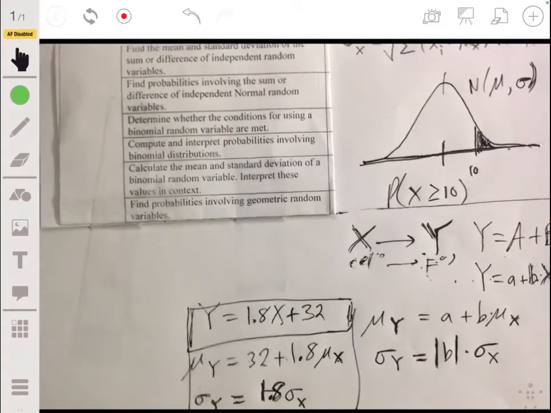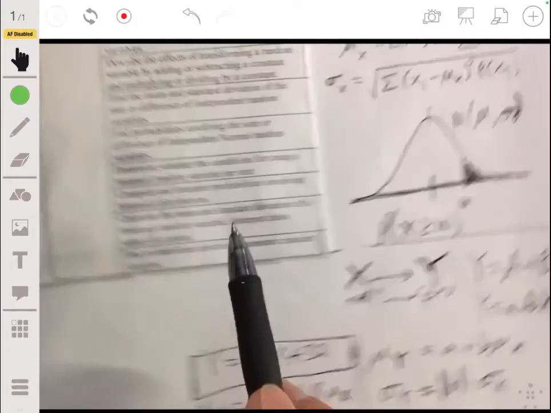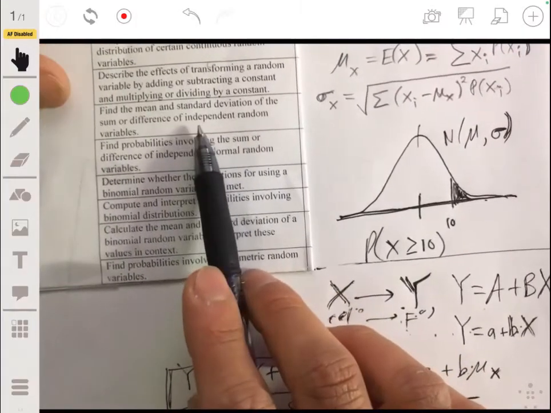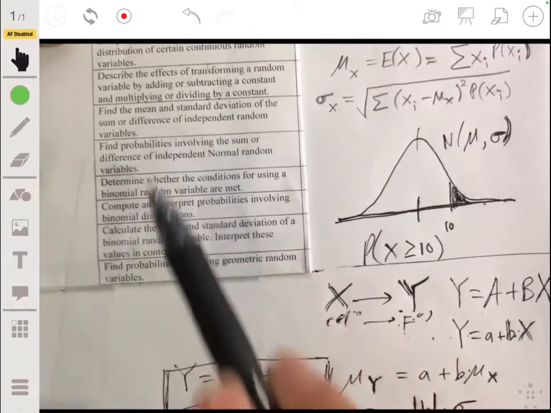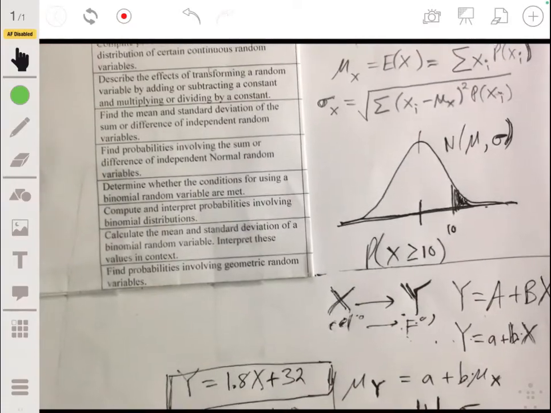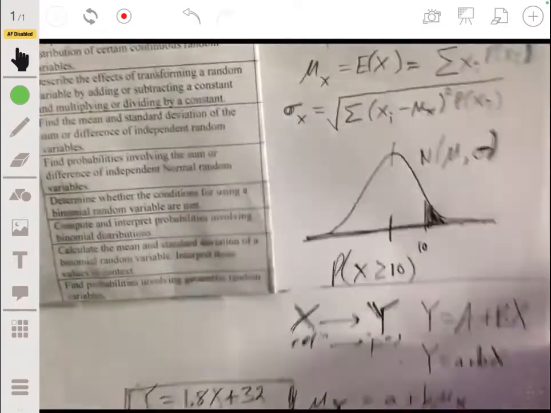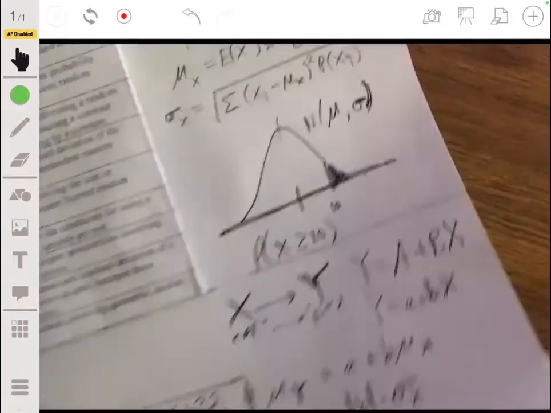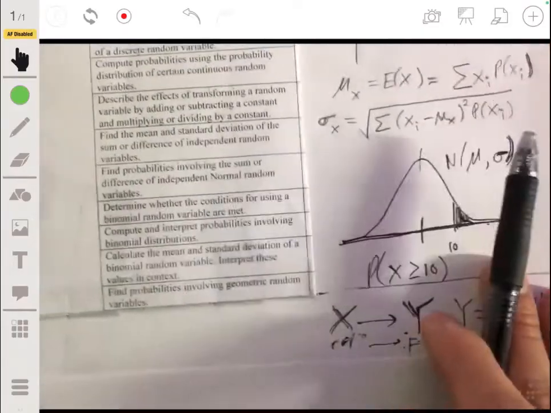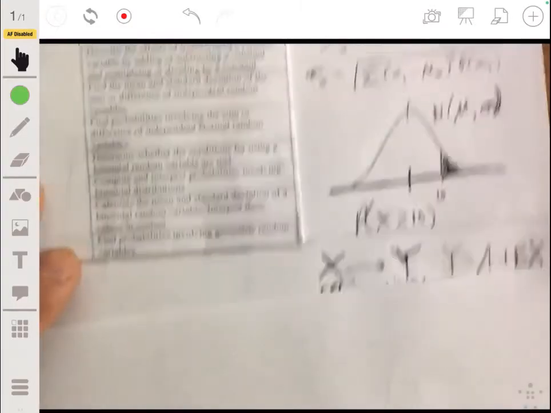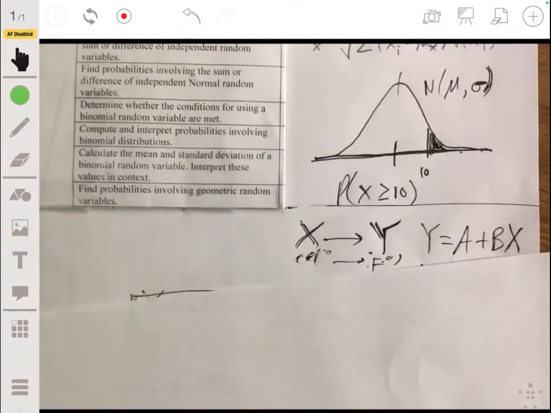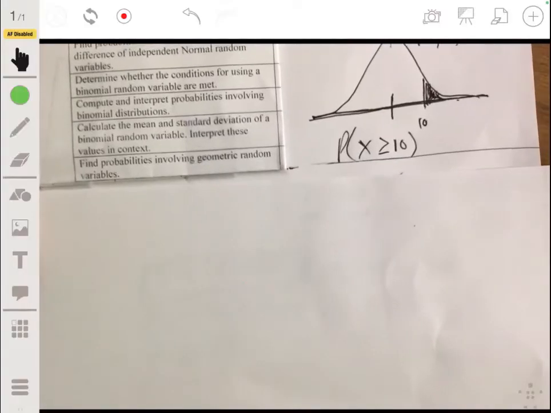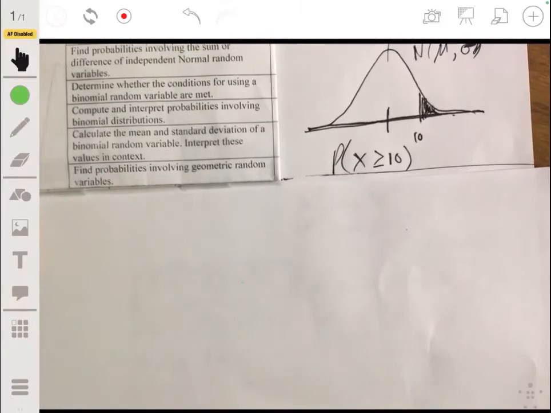All right, let's look at the next one. Now we need to understand what the mean and standard deviation of the sum or difference of independent random variables is going to be. Like, what's going on there? So what we're going to be dealing with here is if, let's say, we have another variable that's created by adding or subtracting two other variables. So let's say we're talking about high school students.